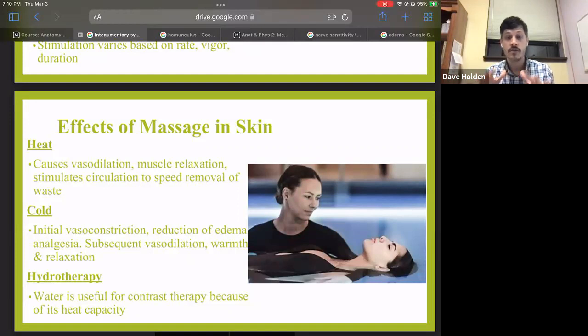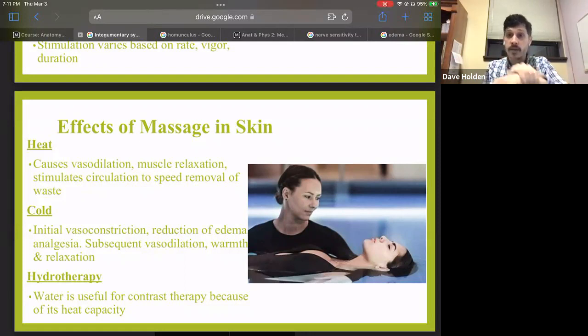Cold will do kind of the opposite. When you put cold on the tissue, it causes vasoconstriction. And now we close off the blood vessels to keep the blood away from the cold. We're trying to preserve our core body temperature here. This will also reduce edema, and it will have an analgesic effect. The word analgesic: an means without. Algia is a pain condition. So analgesia is a without pain condition. It's a pain reliever. So any kind of analgesic cream is a pain relieving cream. It's creating a without pain condition.